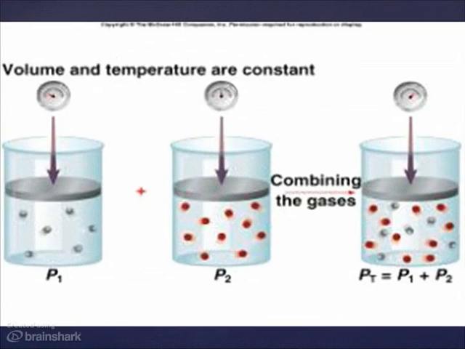So just to give you a diagram of what Dalton's law of partial pressure is talking about. In this case, you have a gas in one container, which is at pressure 1. You have a gas in another container, which is at pressure 2. And then if you were to add those two together into a third container, the total pressure of that container would just be pressure 1 plus pressure 2.